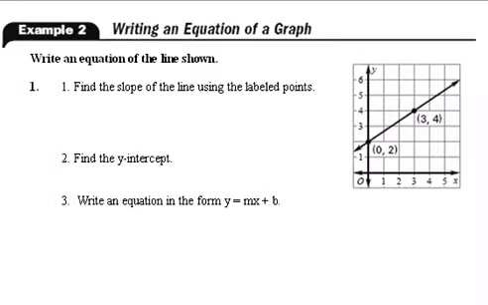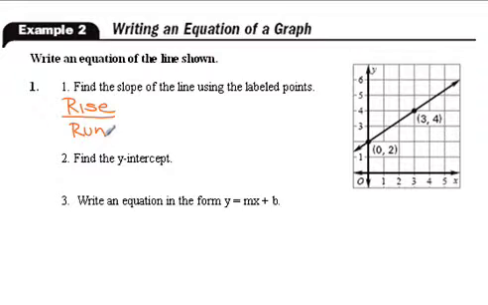Okay, so look at example 2. Writing an equation of a graph. Now, in this instance, we're not given what the slope is, but we are given a graph where we could find out what the slope is. How would you find out the slope from this graph? Whitney? Rise over run. Remember, we could find the rise, and we could find the run simply by counting on our graph, couldn't we?